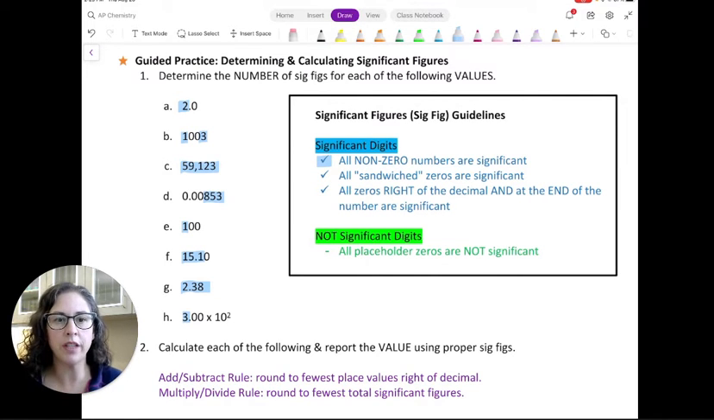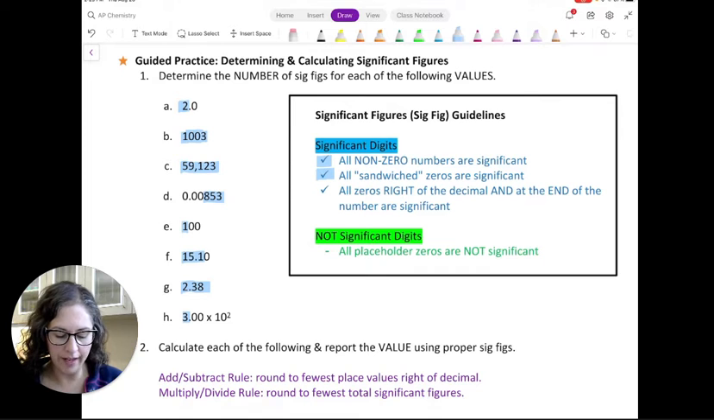The second one, all sandwich zeros are significant. And so what I want to do is find sandwich zeros, zeros that fall between non-zero numbers or between significant digits. And so in example B here, both of these are between significant digits, so they are going to also be significant, or sandwich zeros.